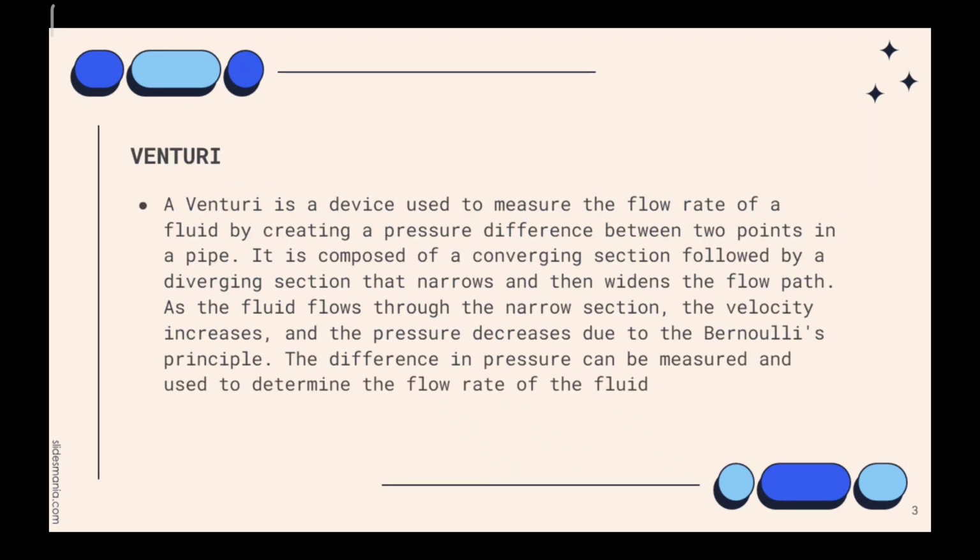But before we answer our problem, let's have a short recap about our topic. A Venturi is a device used to measure the flow rate of a fluid by creating a pressure difference between 2 points in a pipe. It is composed of a converging section followed by a diverging section that narrows and then widens the flow path. As the fluid flows through the narrow section, the velocity increases and the pressure decreases due to Bernoulli's principle. The difference in pressure can be measured and used to determine the flow rate of the fluid.